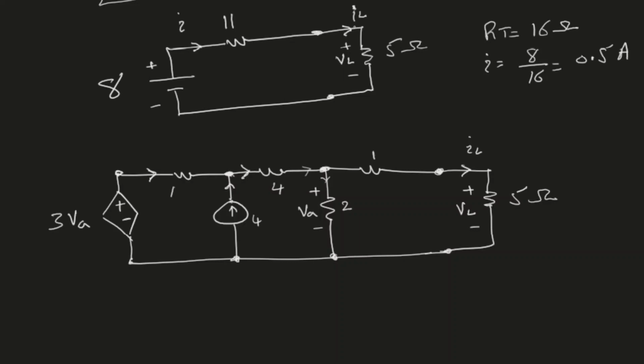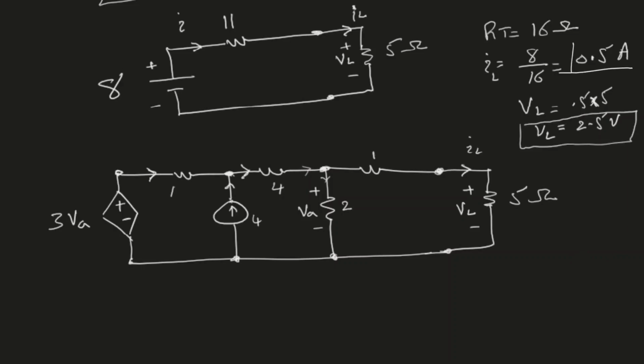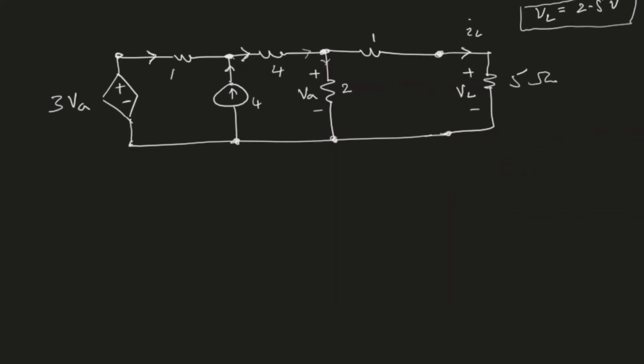And because this I and this IL are the same, I can say that my load current is half an ampere. When 0.5 ampere flows in this 5 ohm resistor, I can calculate the load voltage, which will be equal to 0.5 times 5, and that is 2.5 volt. So the load voltage is 2.5 volt according to our Thevenin, and the load current is half an ampere. These are the values that we can obtain from our Thevenin equivalent model, and you can see how quickly we can obtain these values. Now let's see if I want to find these two quantities using my original circuit.